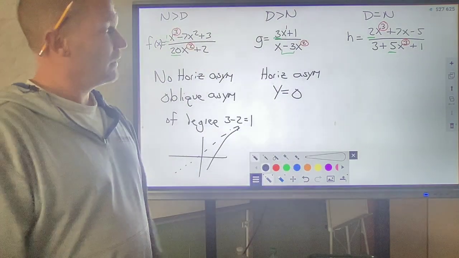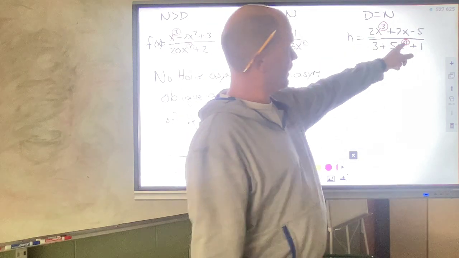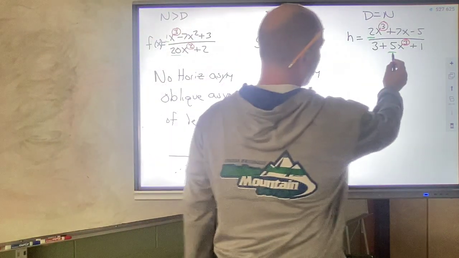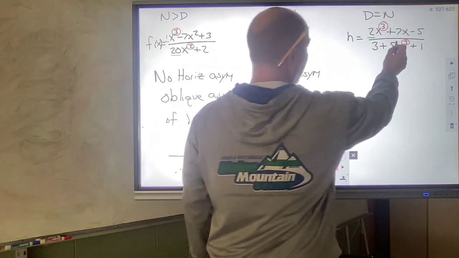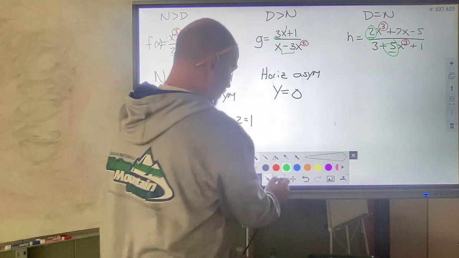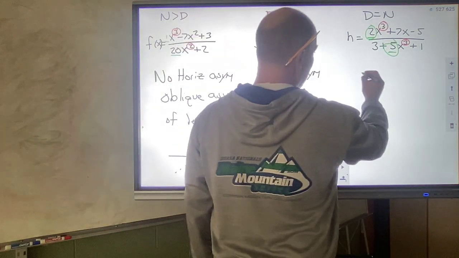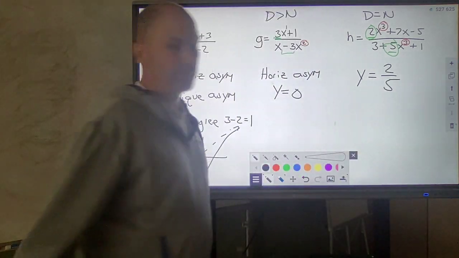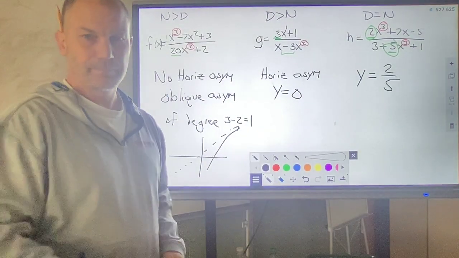And then the last one we look and we go, oh, degree 3. Because they're the same, we look at the ratio of the coefficients. So we look at this 5 and this 2. This is the first time we've had to do that. So the horizontal asymptote is y equals 2/5. And that's it. Very good.